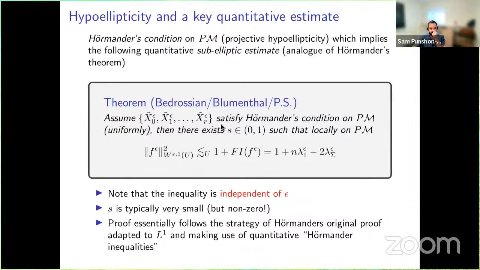So s here is potentially a very small number, related to how many brackets deep you need to go to span. But the second we have that, we have this inequality. It's a quantitative inequality, but it applies locally. And in fact, this estimate is independent of epsilon. This is kind of crucial here. So if we have Hörmander's condition in a way that's uniform in epsilon, then this estimate is uniform in epsilon. And this allows us to take epsilon to 0. So this is, let's say, one of the key estimates that we use.